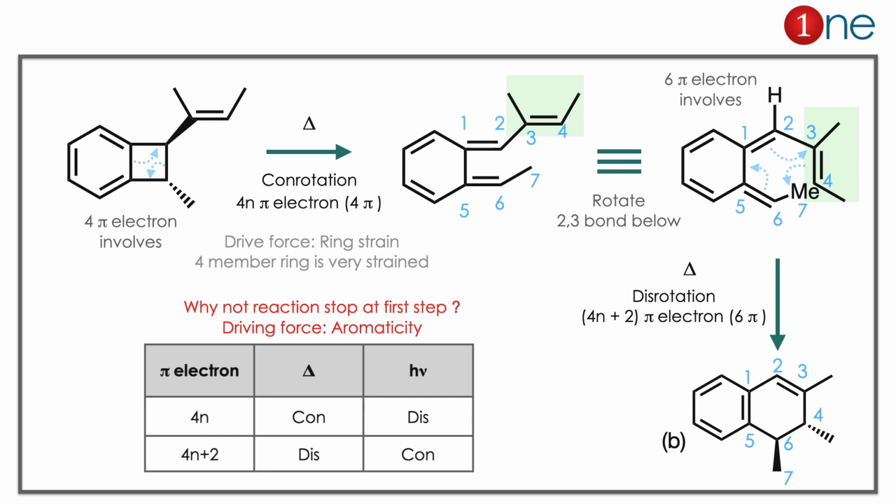Here you have to learn 2 important things. One is you should know which rotation occurs, whether conrotation or disrotation. In thermal conditions, 4n pi electrons mean there is conrotation. If it is 4n plus 2 electrons, it is a disrotation. The second thing is about continuity of the reaction. The reaction is not stopped at the first step because there is a possibility of aromaticity. So the system is always supposed to move toward stability. Here it is aromaticity.